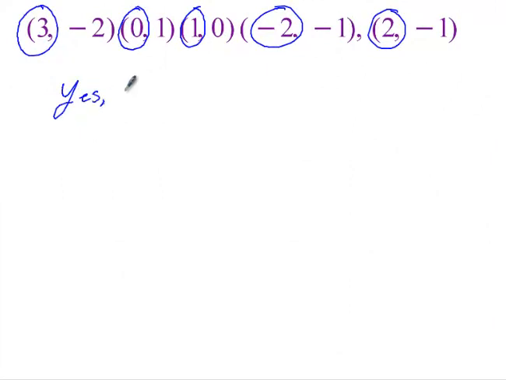So yes, this relation is a function. Now, how do I know it's a function? Because for every input, how many outputs do we get? Right, we have exactly 1, right? Do we have any repeats in the input? No, we have different inputs all along the way. So what that means is that this relation is 1-to-1, which is our definition for a function.